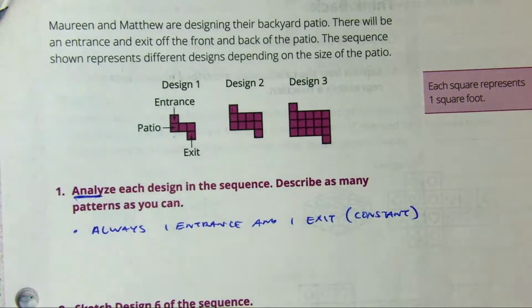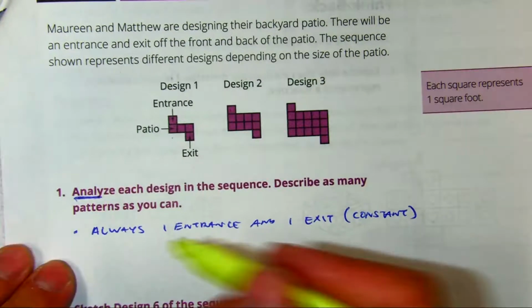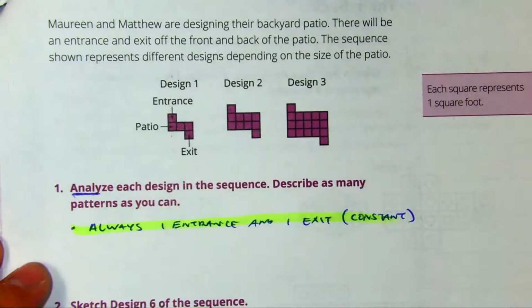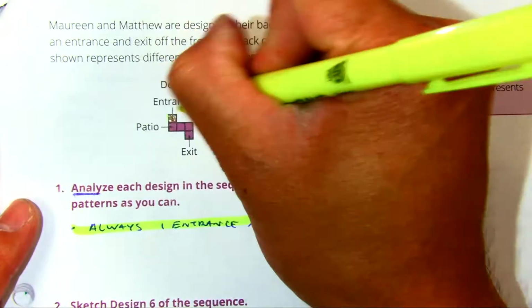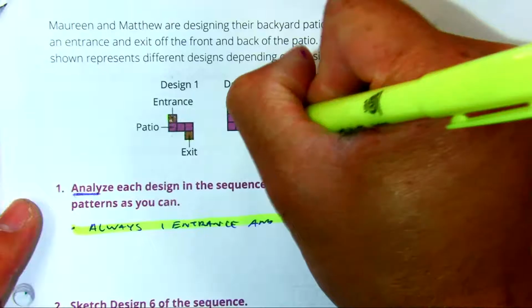I'm actually going to highlight that. No, I can't see that on this paper. This is going to be my yellow. Kind of hard to see, I know.